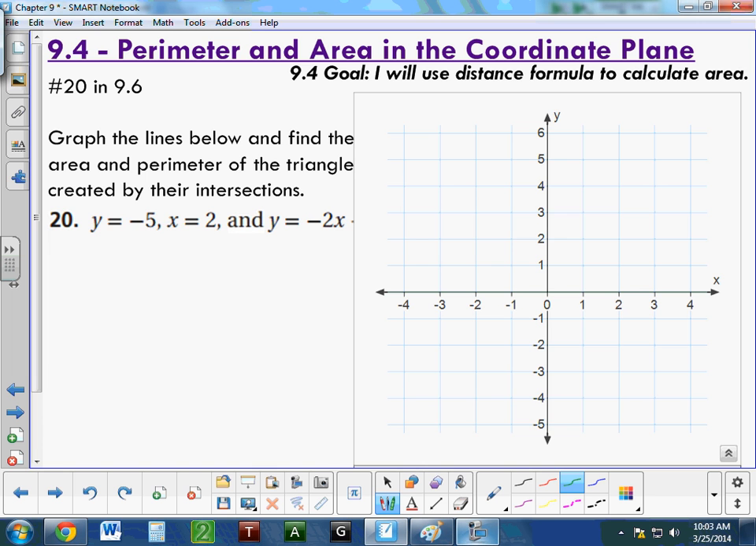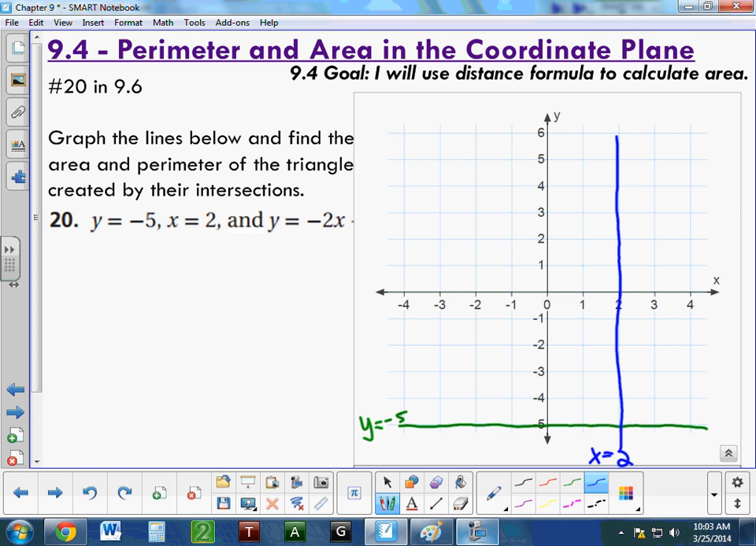So y equals -5 is this line here. If you don't know how to graph that, Google it. Your algebra is failing you. So this is y equals -5. x equals 2 is a vertical line that goes through 2, so you should have a line that looks like this. That line is x equals 2.